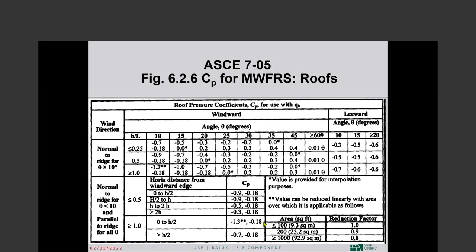That can be reduced. That's what the double asterisk tells you. Value can be reduced linearly with area over which it is applicable. So if the area over which the 1.3 applies is 100 square meters or smaller, then there is no reduction. But if it is 1,000 square meters or more, you can take a 20% reduction. So that is not a fixed 1.3. It will be 1.04 when you have the wind acting over 1,000 square meters or more.